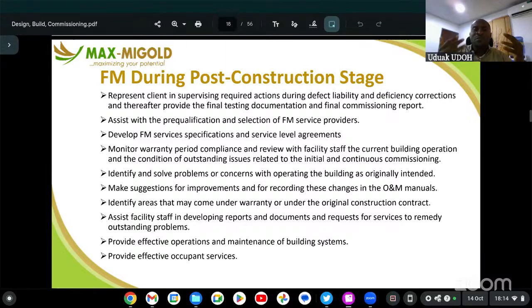That's a pre-qualification assessment. Most times it is as per the QMS standard, the ISO standard, and they're thinking of what we can do to make sure that this building continues to exist, not just 10, 15 years, but even a minimum of 50 years. They also identify and solve problems or concerns with operating the building as originally intended. So their mindset is how can we manage this building, this facility? They identify areas that could come under warranty or under the original construction contract.